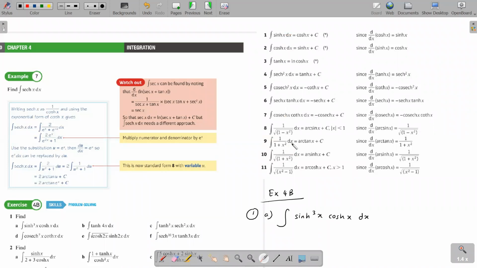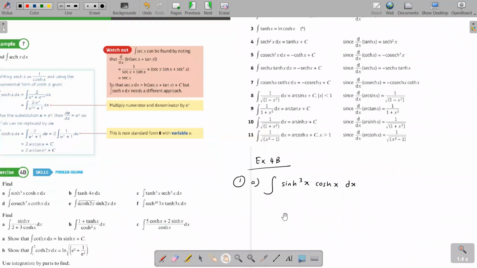We can try using one of the two rules that I mentioned earlier: f dash x fx to the power n, or f dash x over fx. Which one do you think works? Do you see here sine x has a power of 3. So we can think of this sine x as the fx to the power n, and then I have cos x in front. Now remind me again, if sine x is my fx, then what's the differentiation? Because you know this is supposed to be f dash x, right?